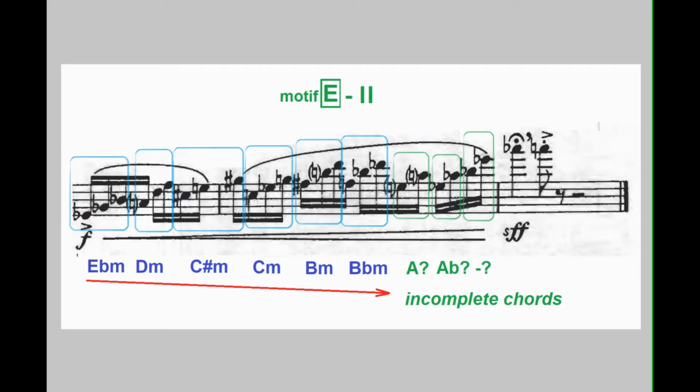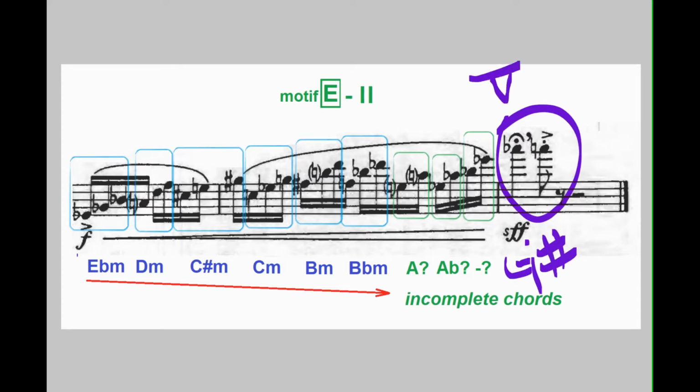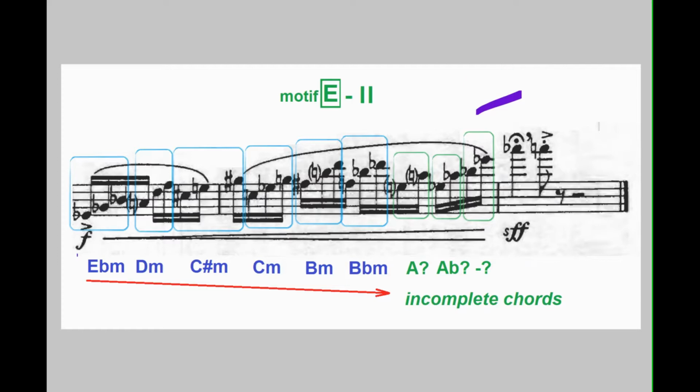However, the final statement, A flat, A natural, if you were to read this as a G sharp, it has a strong connotation of dominant tonic in A minor. So at least there is a hint to a final resolution into the tonality of A minor, which is the central tonality of this piece.